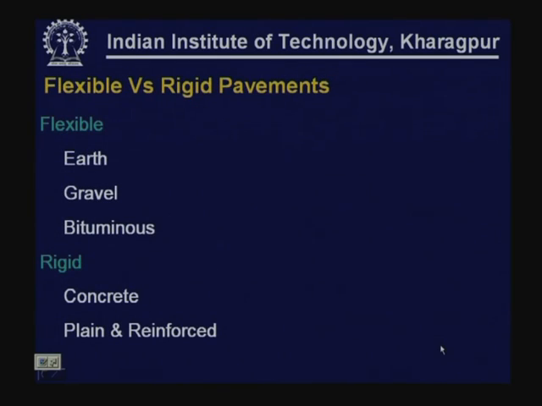Broadly we categorize pavements into two categories: flexible pavements and rigid pavements. Under flexible pavements we consider earth roads, gravel roads, and bituminous pavements, and under rigid pavements we generally consider concrete pavements, either plain concrete or reinforced concrete pavements.